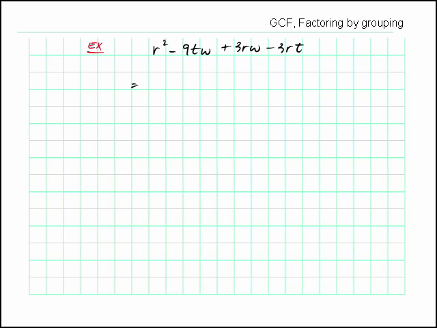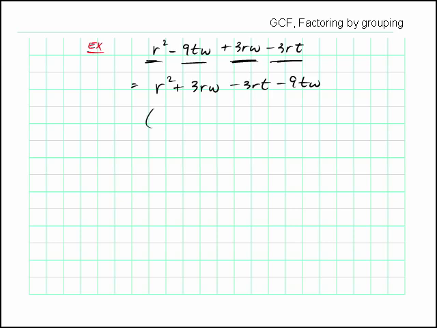I'm going to put the r squared and the 3rw together like that. r squared plus 3rw. And then I'm going to put the minus 3rt and then the minus 9tw there. Let's try that arrangement. Now I'm going to try factor by grouping.